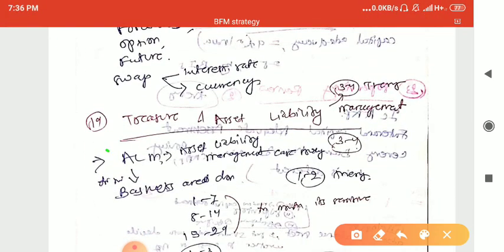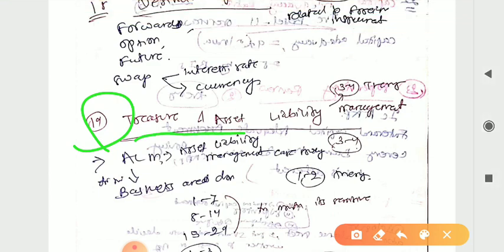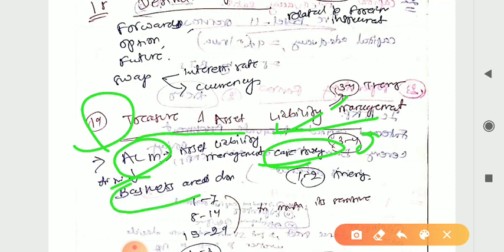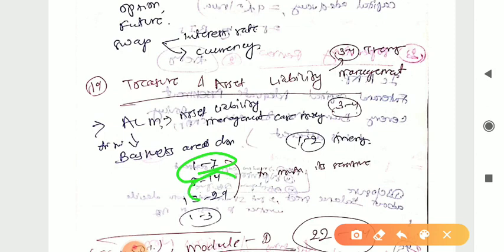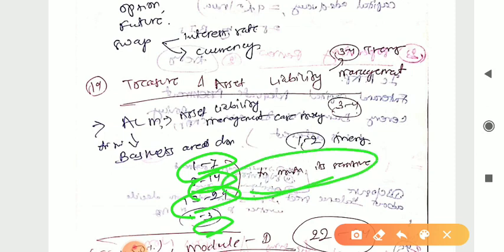So the next is treasury and asset liability management, right? This is completely theory, 3 to 4 marks of theory, that is ALM, asset liability management. There will be a case study on this, with baskets, and try to remember these buckets: 1 to 7, 8 to 14, 15 to 29, and 1 to 3. These are based on the interest rate sensitivity over months. According to that, they have built the asset liability management.